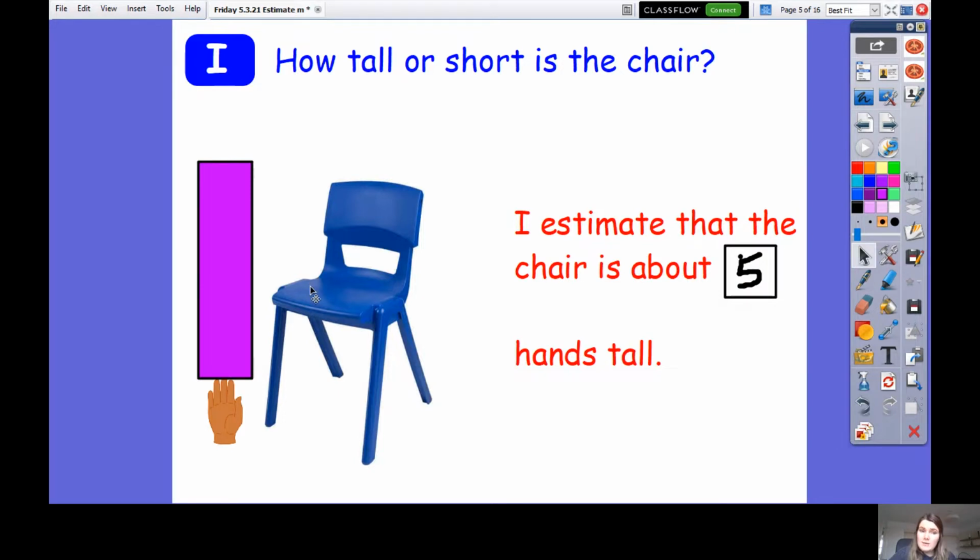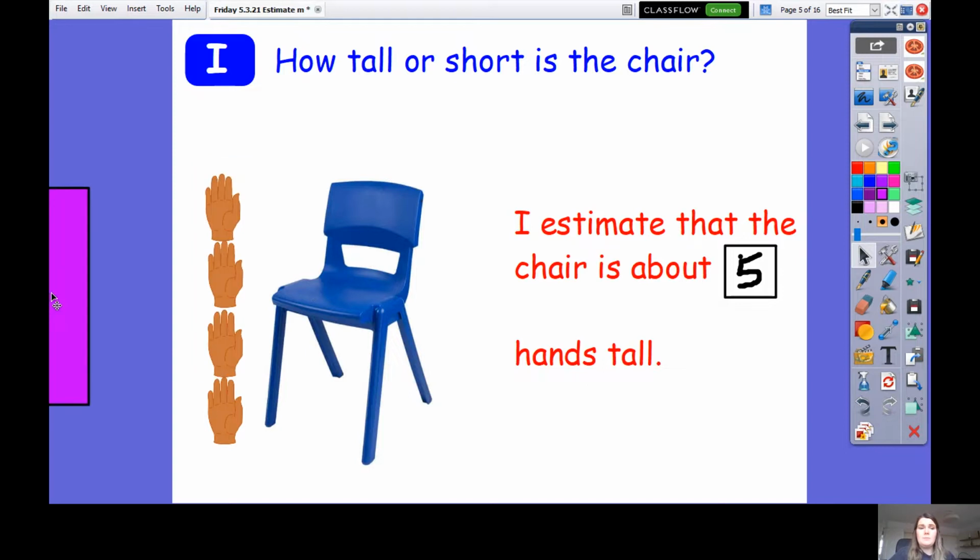Okay, now someone else made a different estimate. Let's see if their estimate is the same as mine. Aha, so someone else estimated differently. How many did they estimate it was? 1, 2, 3, 4. Okay, so they thought it was 4 hands tall. So these are very good estimates for our chair.